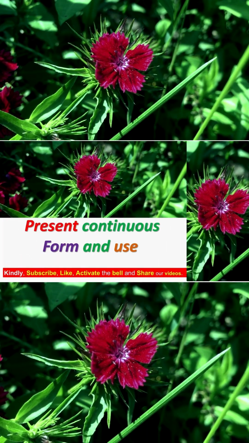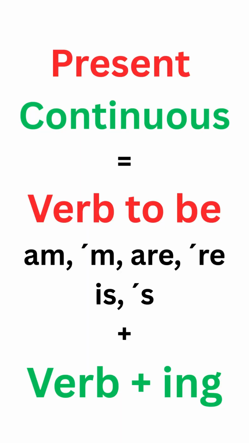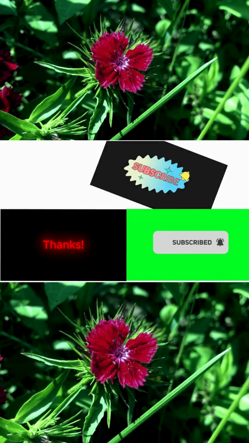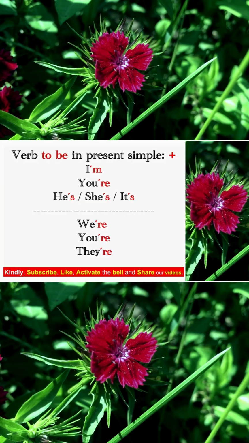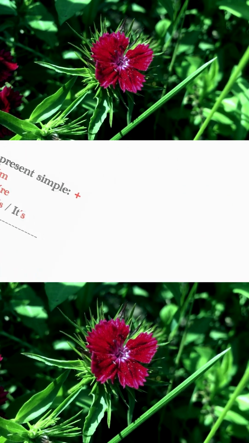Present continuous form and use. So, verb to be in present simple positive. I am, you are, he is, she is, it is, we are, you are, they are. So try to remember this because we studied it many times, so it should be very clear to you.